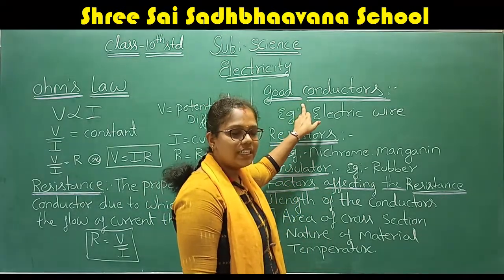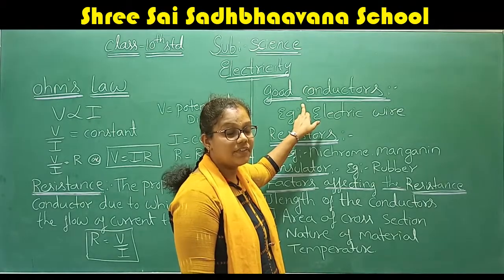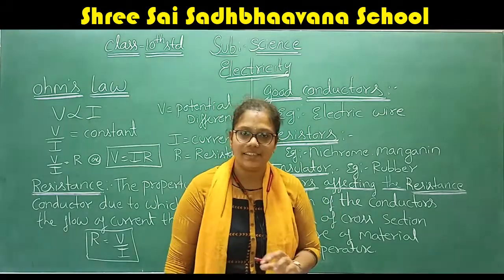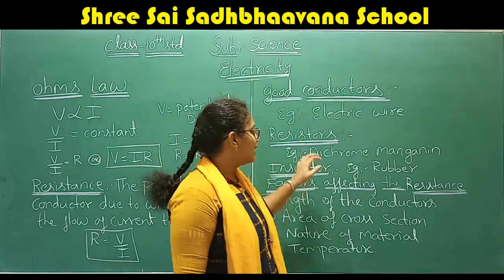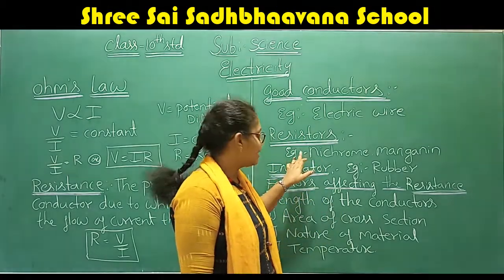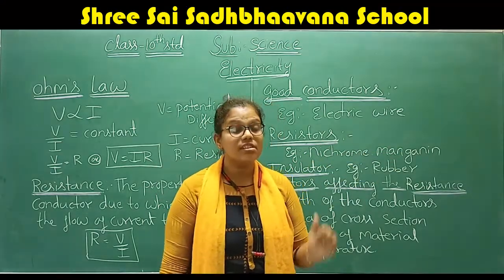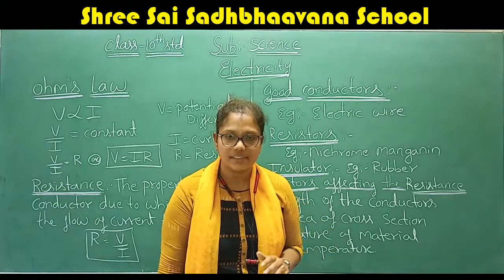A conductor is a substance which can easily flow electricity, or otherwise it has low resistance. A resistor has high electrical resistance. Examples are nichrome and manganese. These are the two substances which have high resistance.